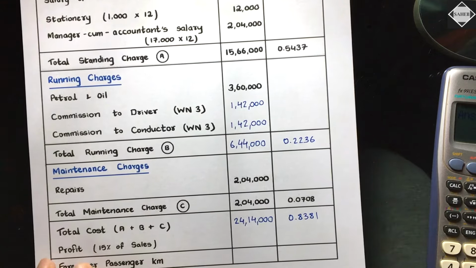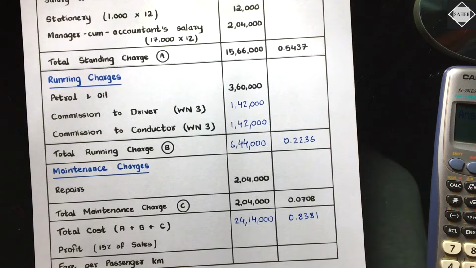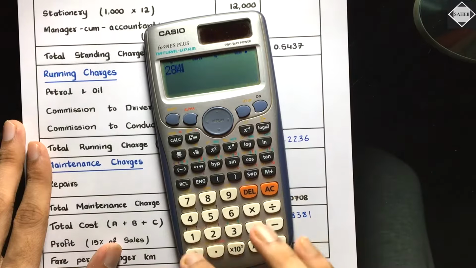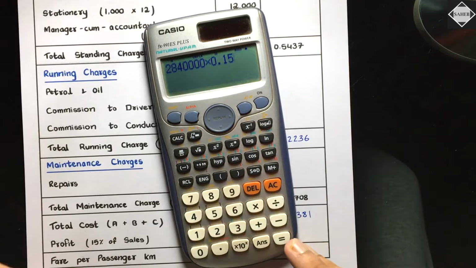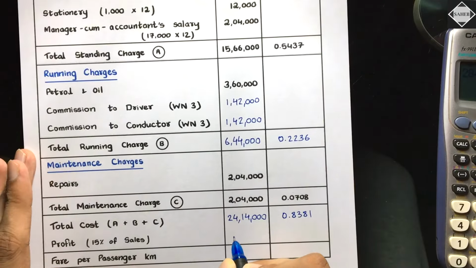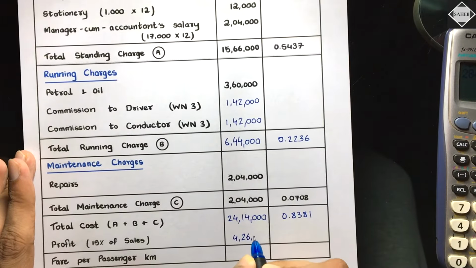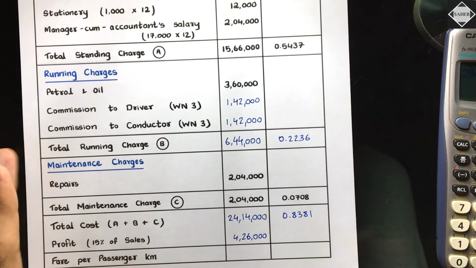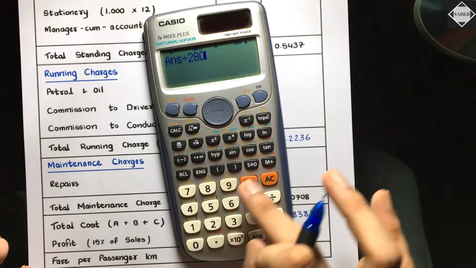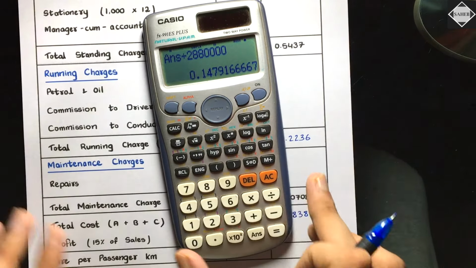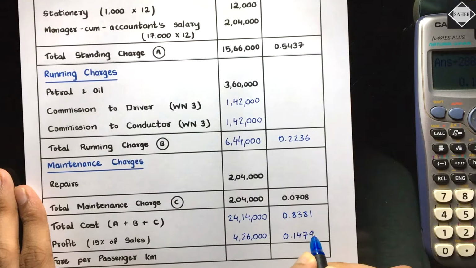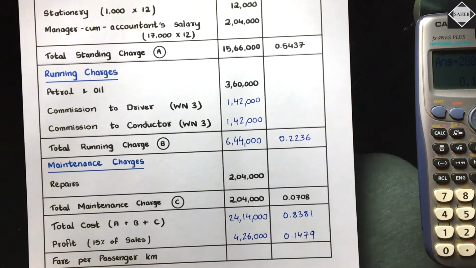Then what? Profit. How to calculate the profit? 15% of sales. How much is sales? Sales we calculated now in working note number 3, 28 lakh 40,000. So 28 lakh 40,000 into 0.15, that is equal to 4 lakh 26,000. Now can we calculate the profit per passenger kilometer? Yes, just divide this by 28 lakh 80,000, the total passenger kilometer, that is 0.1479.